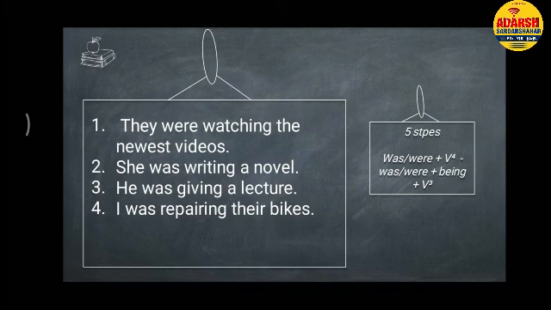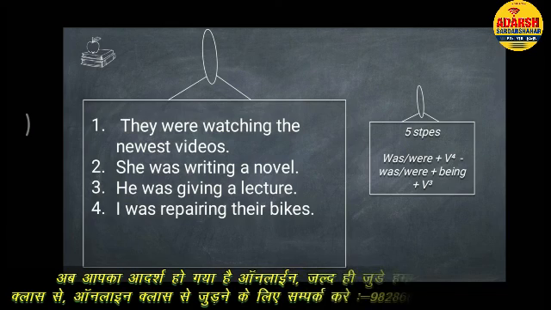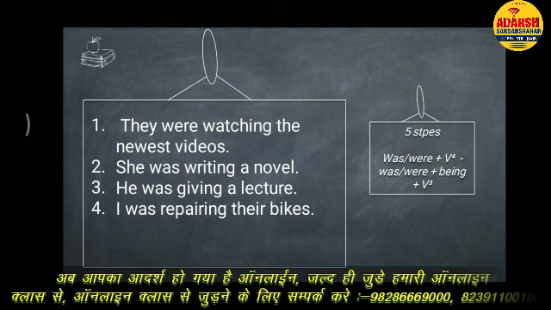Let us read our exercise sentences for your homework. First is they were watching the newest video. Second, she was writing a novel. Third, he was giving a lecture. Fourth, I was repairing their bike. All 4 sentences are very easy, and hopefully you can convert them easily. But while you convert, don't forget our 5 steps and its helping verb also. Its helping verb in active is was plus verb's fourth form, while in passive it is was plus being plus verb's third form.